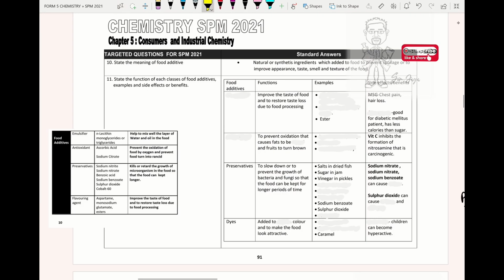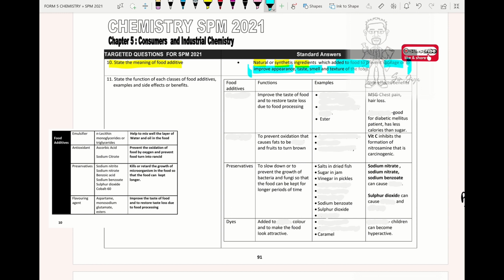Check question number 10. The meaning of food additive: natural or synthetic ingredient which is added to the food to prevent spoilage, improve the appearance, taste, smell, and texture of the food. And this will be the purpose of adding food additive to the food.